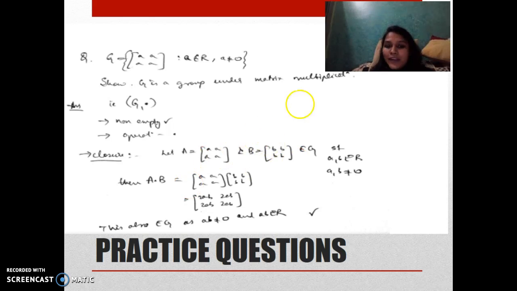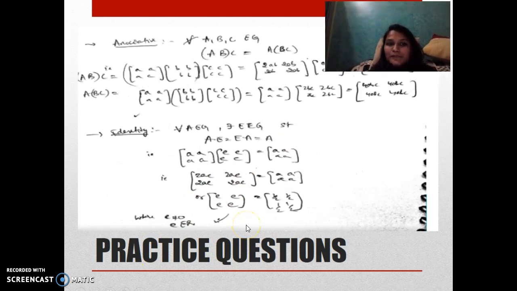So how will you show it? You'll multiply it. So you'll get something like 2ab in every entry. And I know that if a is a real number and b is a real number, then their multiplication is also a real number. So their multiplication into 2 will also be a real number. And if a and b are non-zero, then obviously their multiplication will never be 0. So hence, this will satisfy the closure property.